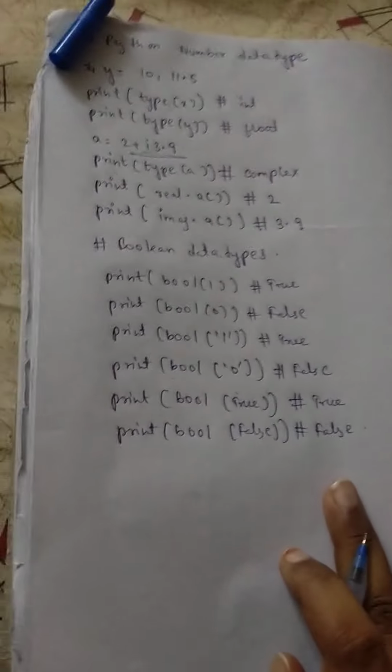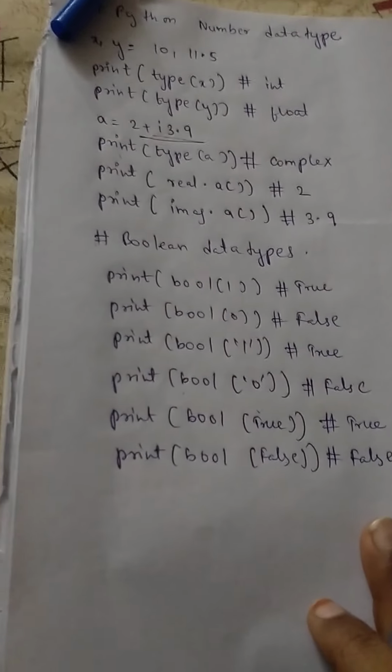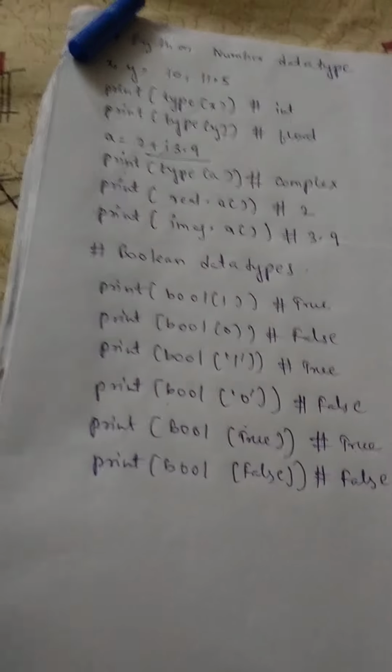Now let us move to the next data type, that is boolean. The boolean data type stores boolean values like True or False. It returns either a True value or a False value. Now let us take an example to understand the boolean data type. For boolean data types we use the keyword called bool.